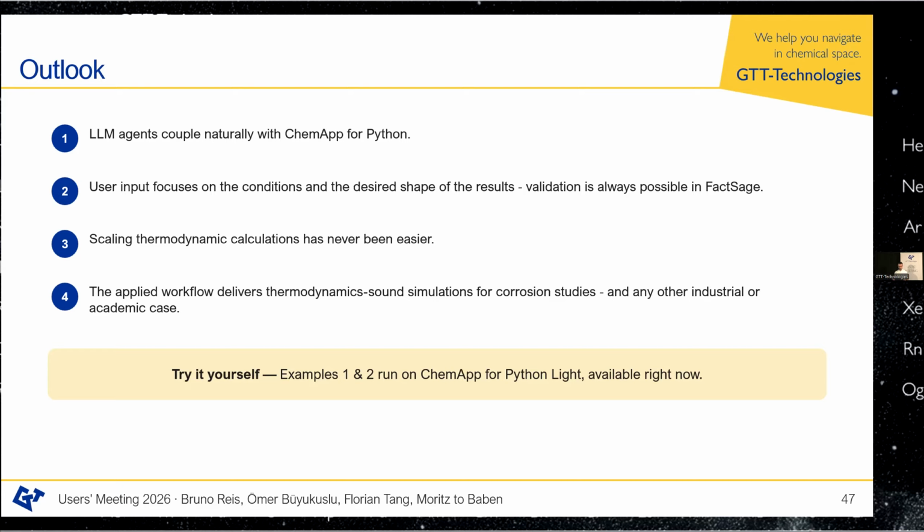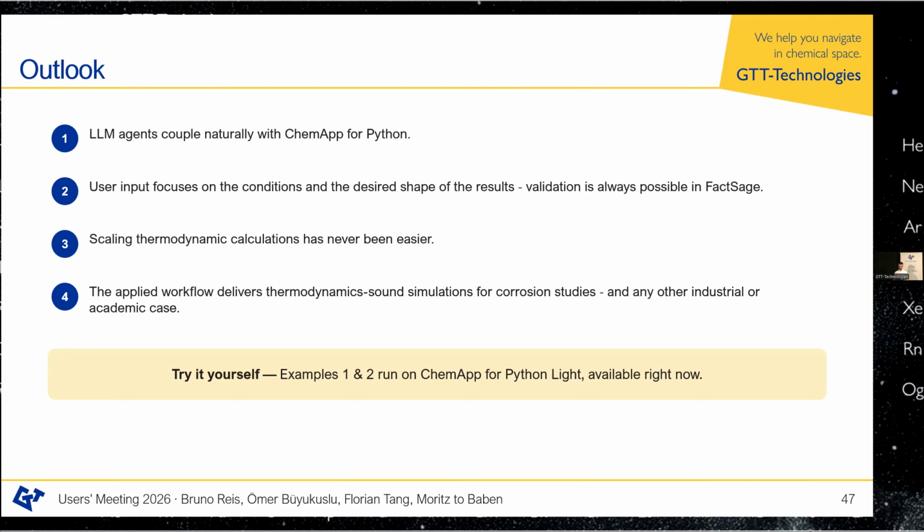And that scaling thermodynamic calculations has never been easier, right? We know that FactSage is very reliable, but we also know that it is constrained by our input once at a time, and you need to go to particular areas, click here and there, and that is not so useful for high throughput calculations. But with this, it becomes much easier.